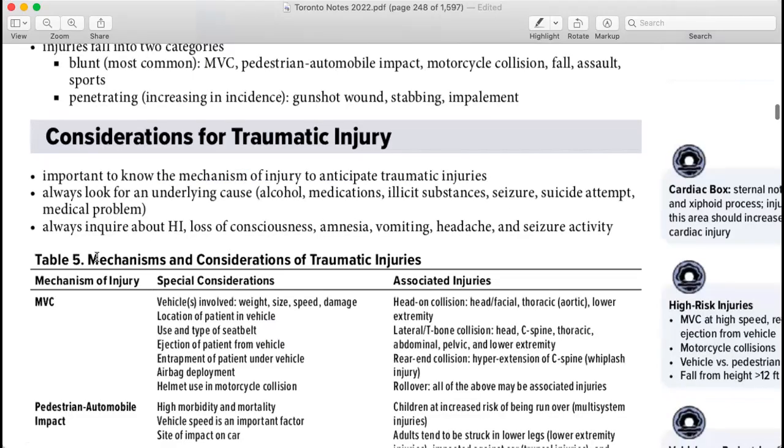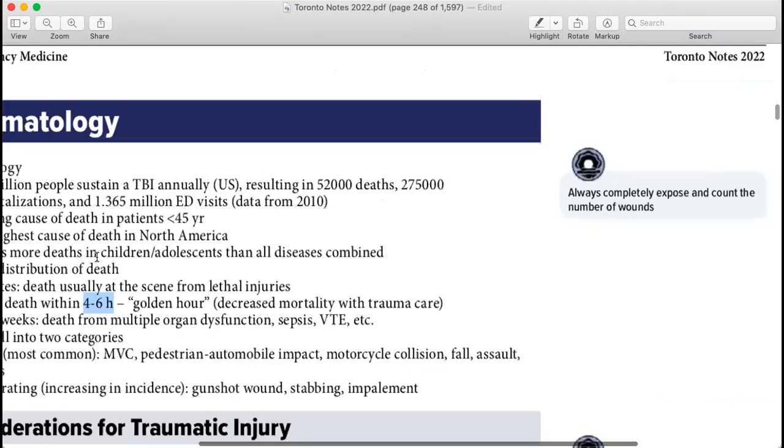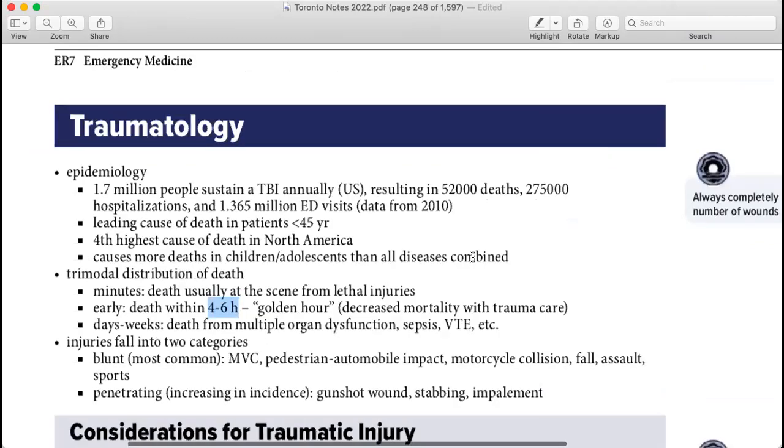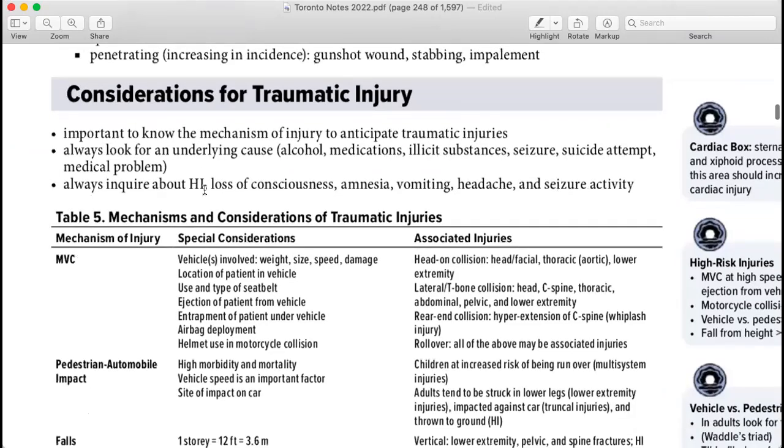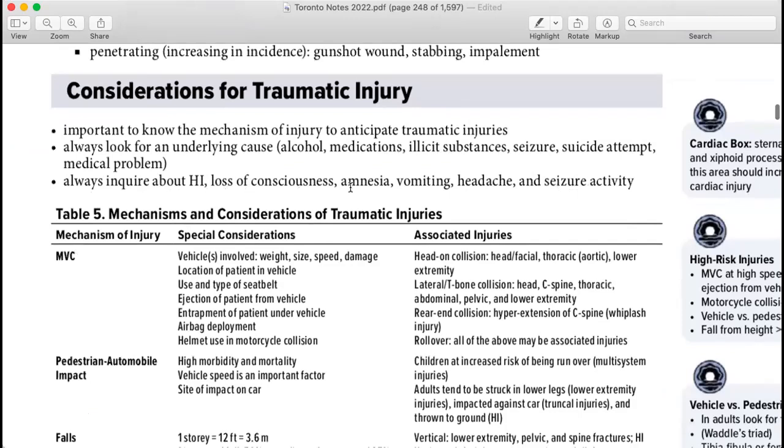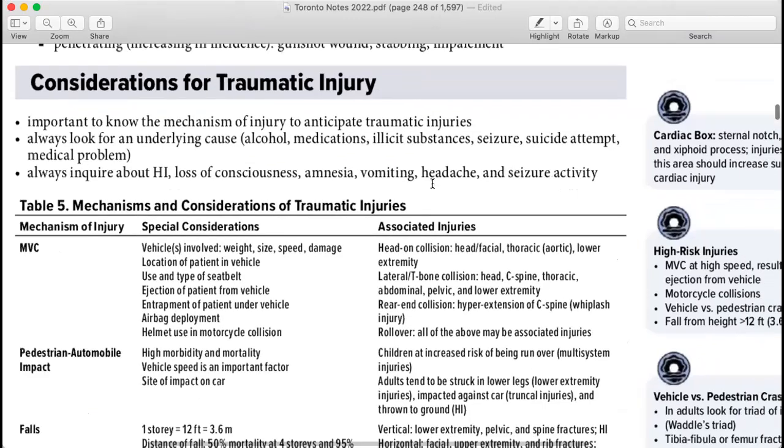Now coming to the consideration of the traumatic injury. Always completely expose and count the number of wounds. It is important to know the mechanism of injury to anticipate the traumatic injuries. Always look for the underlying cause, alcohol, medication, all of those things, and inquire about head injury, loss of consciousness, amnesia, vomiting, headache, and these things.